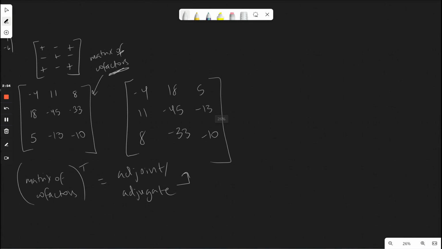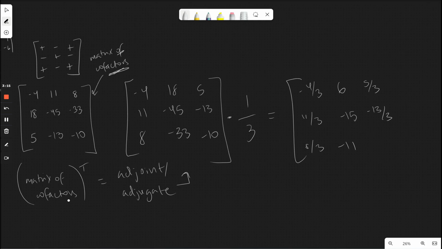And so this adjoint matrix times the reciprocal of the determinant is going to be our inverse matrix. So we got -4/3, 18 over 3, which is 6, 5/3, 11 over 3, -15. Oh, this is working out nice. Kind of, pretty much. I mean, better than I expected. So this right here is our inverse matrix.